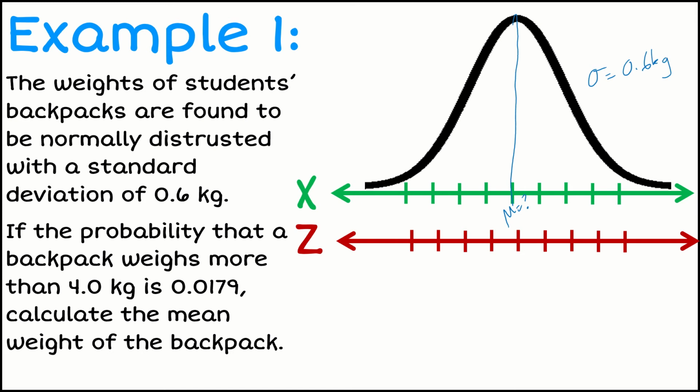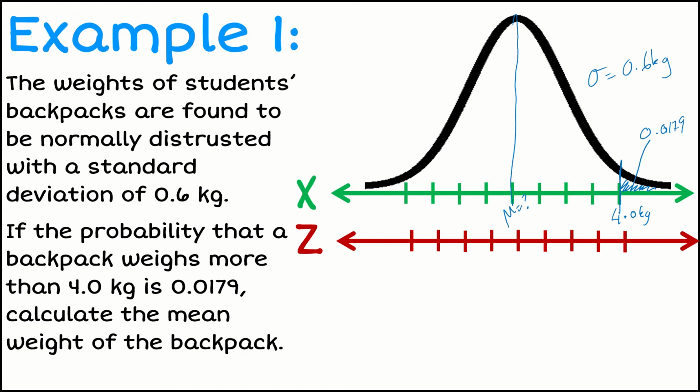Now if I look at the next sentence, it says if the probability a backpack weighs more than 4 kilos is 0.0179, so that's quite small, that's only 1.8%. So what it's saying is from this value here of 4.0 kg, the area above that is 0.0179. So that's the probability of being more than 4 kilos.